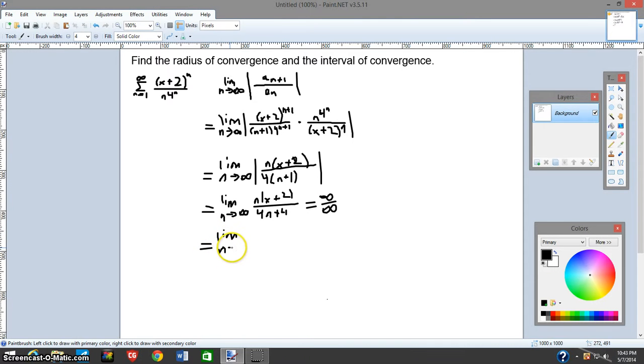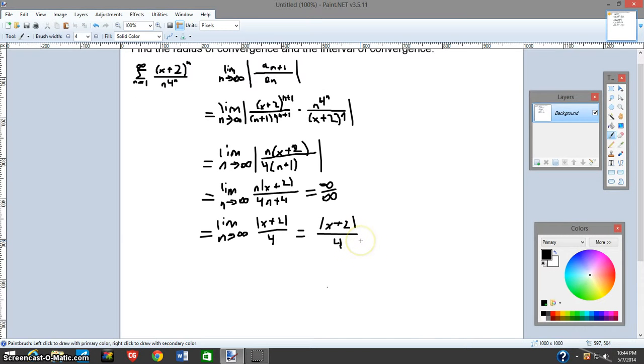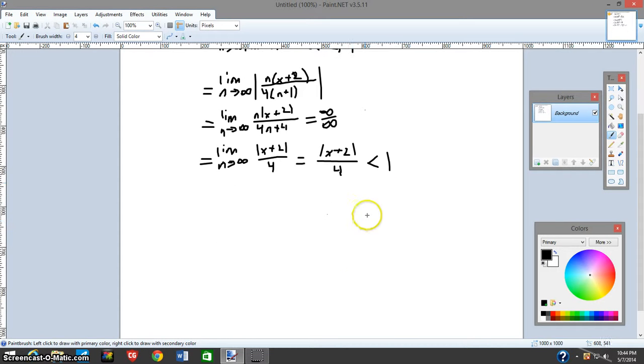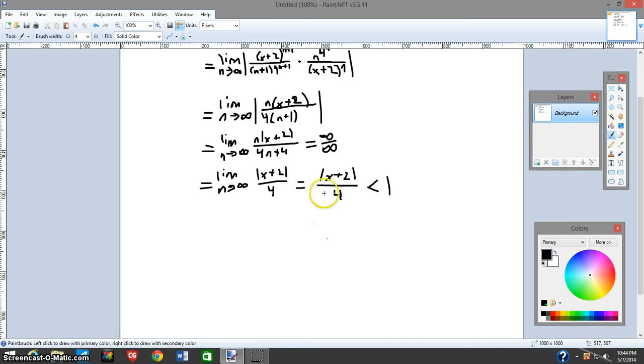So now we have to find the limit as n goes to infinity, which is the absolute value of x plus 2 over 4, which should be less than 1. This will lead us to our radius of convergence. Multiplying the 4 on both sides, we find that our radius of convergence is 4.